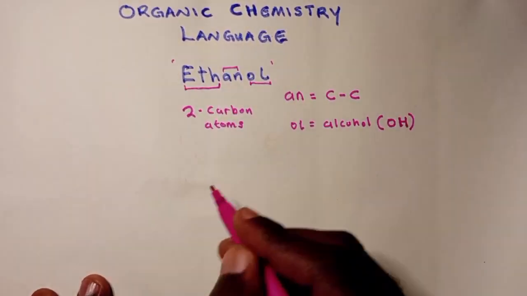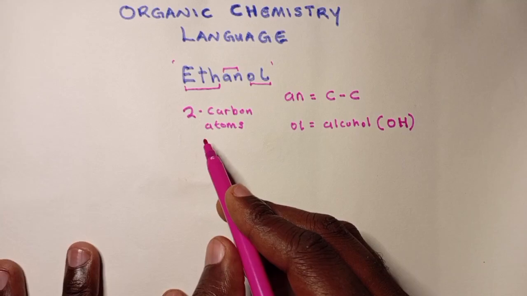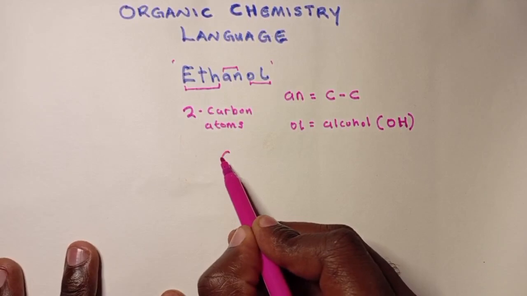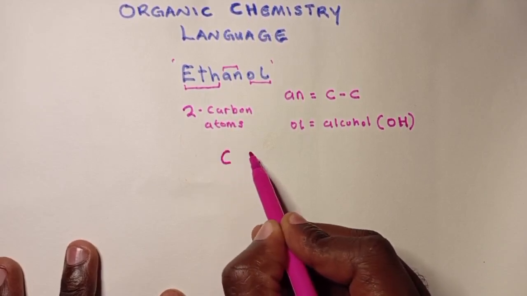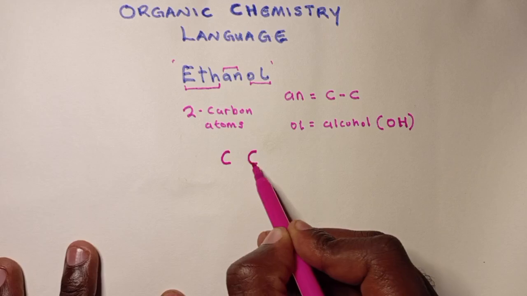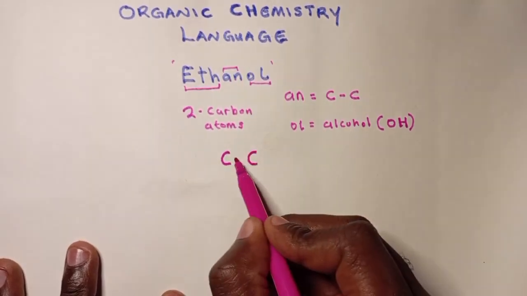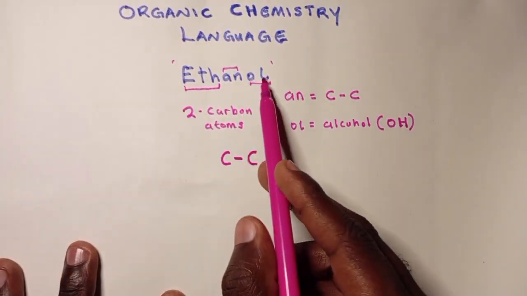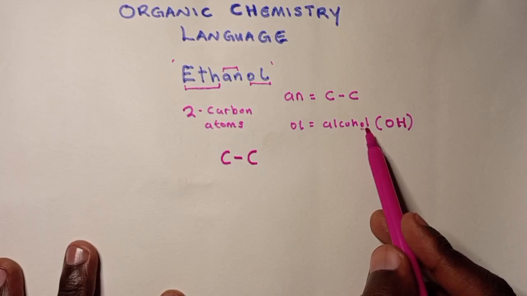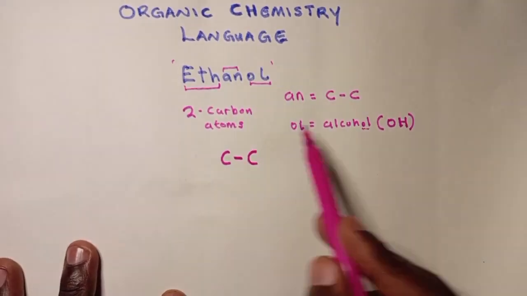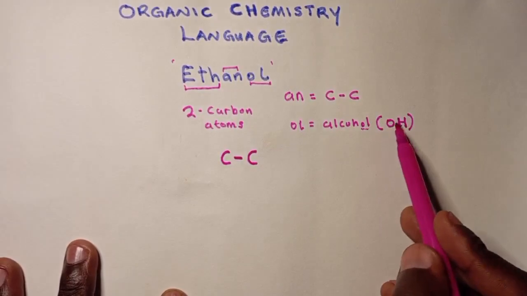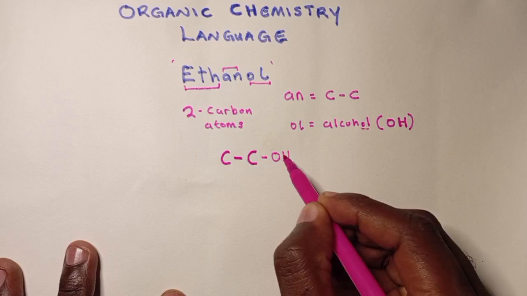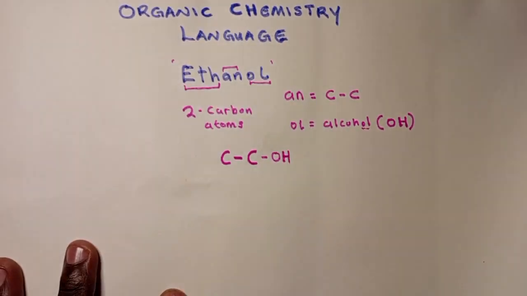So if I was to show the structure of ethanol, here is what I'm going to do. It simply means there are two carbon atoms, so you show two carbon atoms. Like I said, the AN tells you that there's only one bond between them, so you put one bond here. At the end you have the O, which comes from the last letters of alcohol. It tells you that at the far end there is a functional group OH, so you add the functional group there, OH.